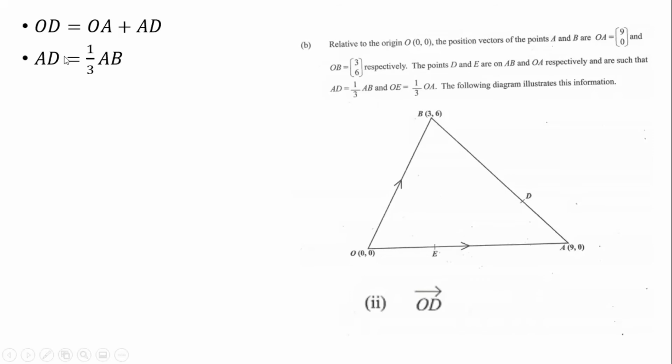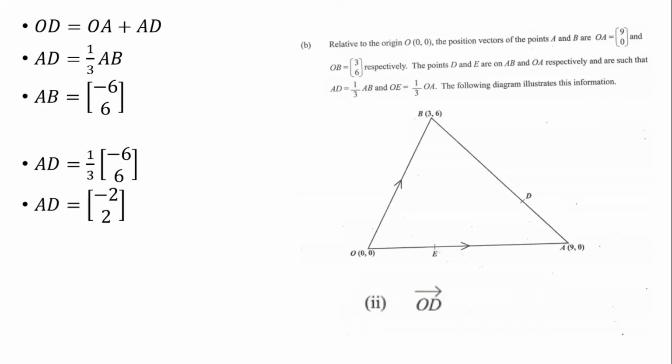AD is equal to 1/3 of AB. We found in part 1 that AB is equal to (negative 6, 6). So AD is equal to 1/3 of (negative 6, 6). What you're doing is negative 6 divided by 3 and positive 6 divided by 3. So AD is equal to (negative 2, 2). Negative 6 divided by 3 gives us negative 2, and 6 divided by 3 gives us 2.